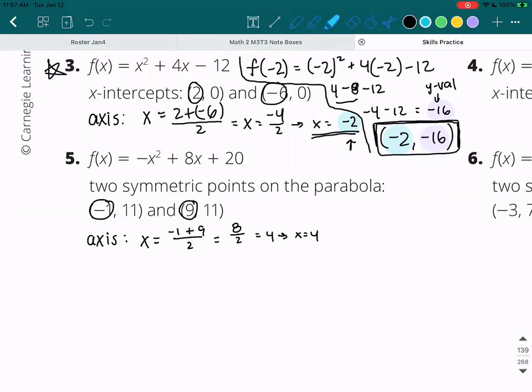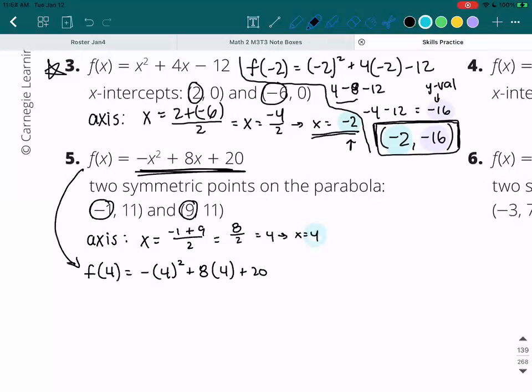Now we're going to take this number and we're going to plug it into our equation. So I'm just going to use the bottom space because now we actually have space on the bottom. So plugging in the 4, f of 4 is equal to -4 squared plus 8 times 4 plus 20. Literally just following this equation, plugging in for any single time that you see the letter x. So x is 4, plug it in over here.